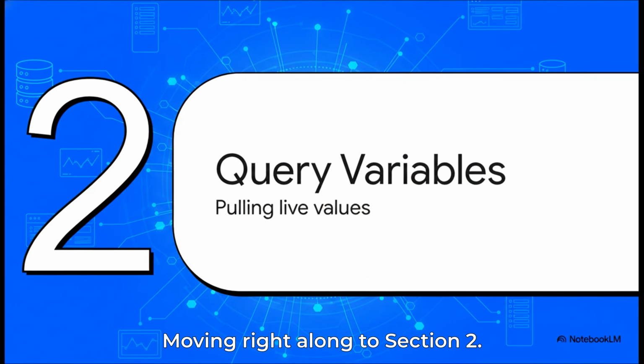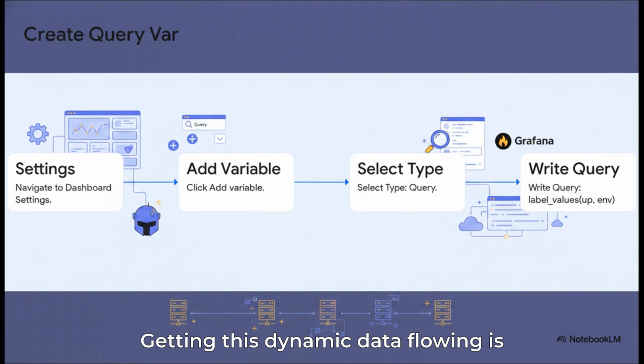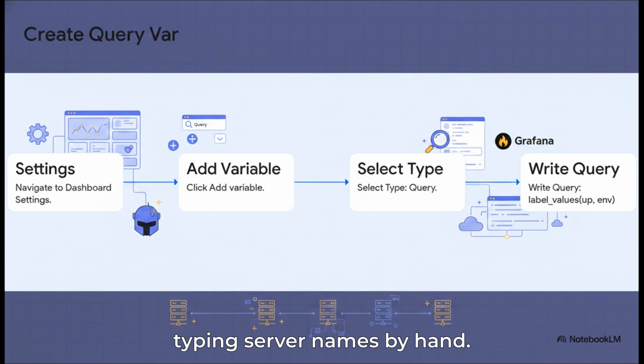Moving right along to Section 2, Query Variables, and pulling live values directly from your infrastructure. Getting this dynamic data flowing is surprisingly easy. If you're using Loki or Prometheus, you absolutely don't want to be typing server names by hand. Instead, you just navigate over to your dashboard settings, click Add Variable, and select the query type.